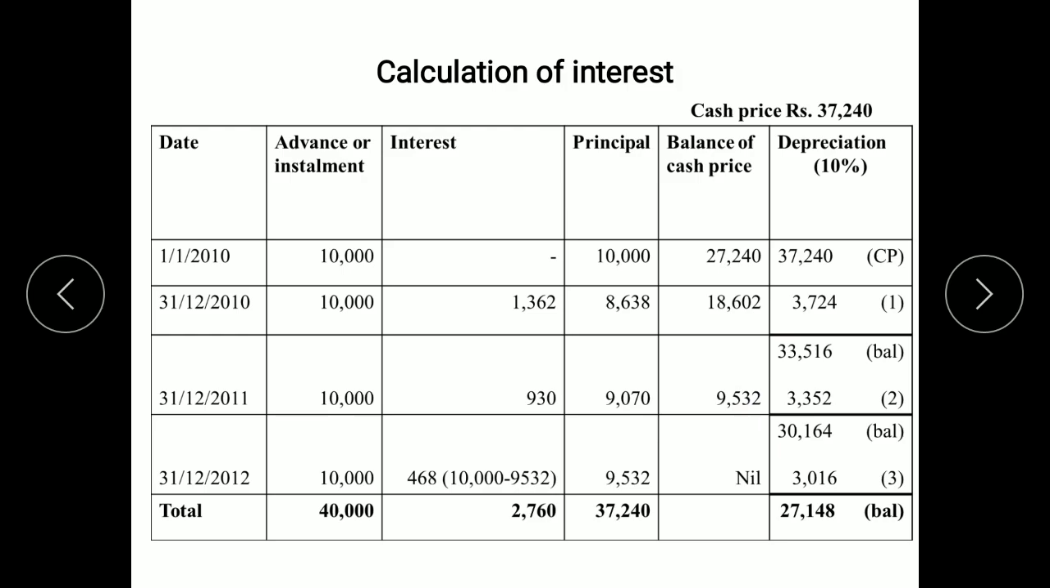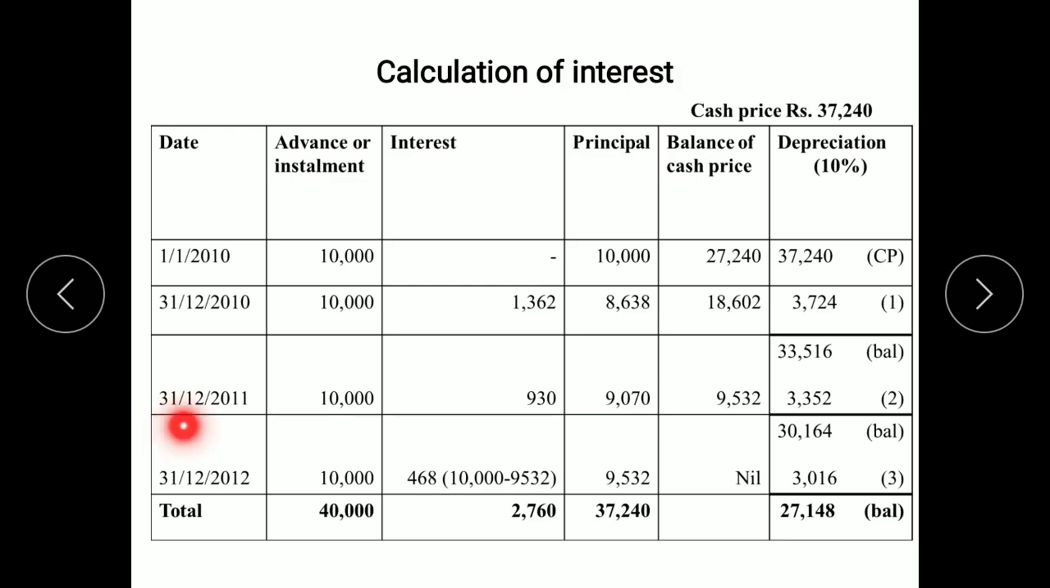After doing this calculation, we'll have to calculate the depreciation to be provided. At the beginning of the year, the cash price of the asset is 37,240. On this cash price of the asset, we will calculate the depreciation at 10%. So at the end of the first year, depreciation charged is 3,724. This is the first year's depreciation. So the balance which will remain after providing depreciation is 37,240 minus 3,724. The balance remaining is 33,516.